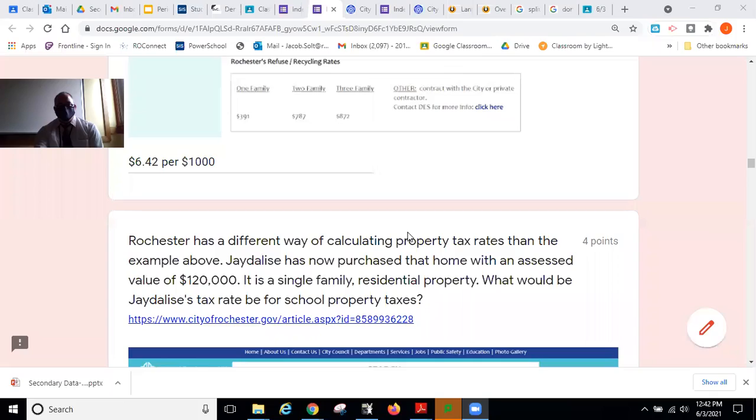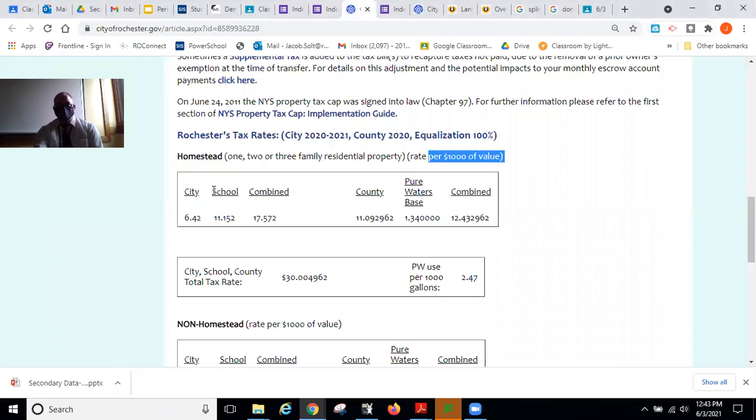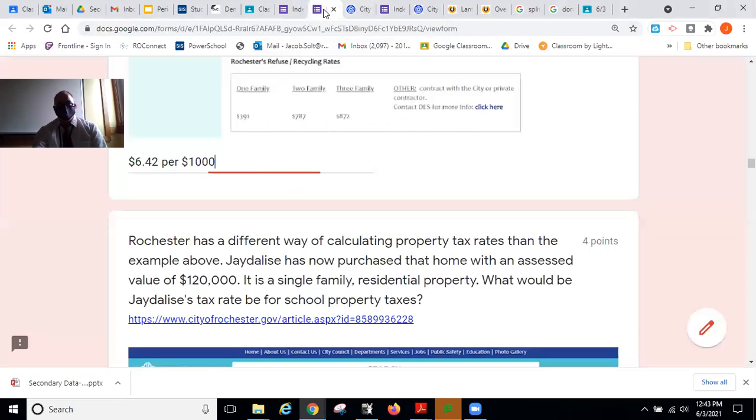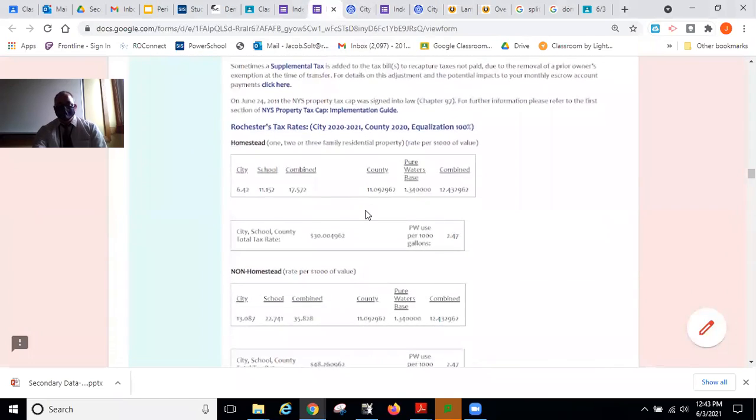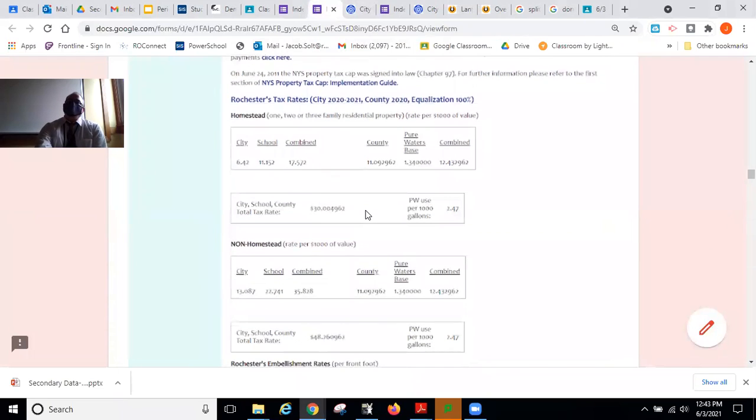All right. So I'm looking for school property taxes. I'm going to the website. School property taxes right here, $11.15. It says 15.2, right? Per 1,000. So $11.15 and 2/10 of a cent. All right. Does it say school twice? Oh, so we want, I'm sorry. Yeah, I should clarify that.